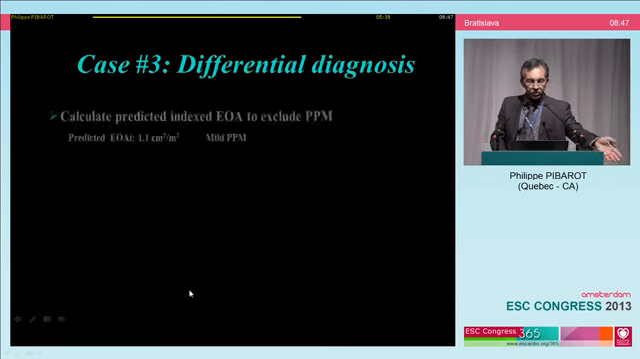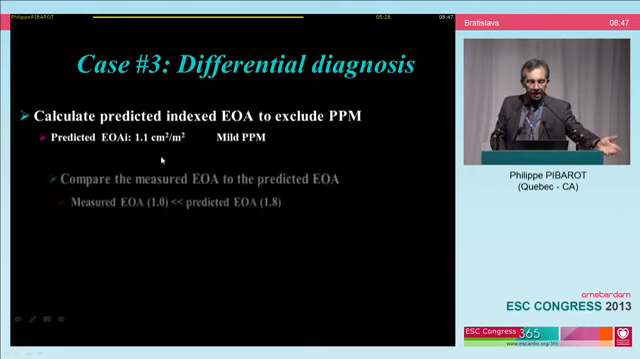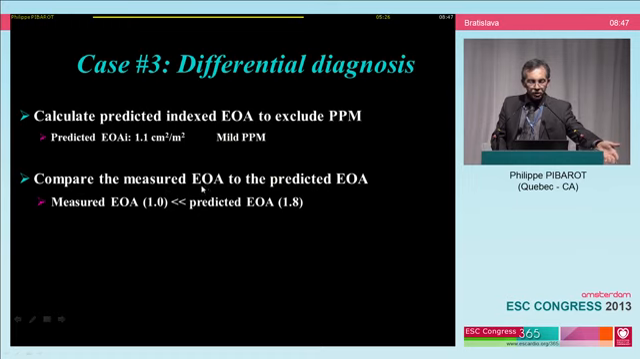So again, we follow the same steps and calculate the predicted index AOA. In this case, it is 1.1, so slightly lower than the cut point. We may say there is some mild mismatch, but it may not explain the high gradient in this case. And we compare the measured AOA to the predicted AOA, where the measured AOA is much smaller than the predicted AOA, so we may suspect dysfunction.